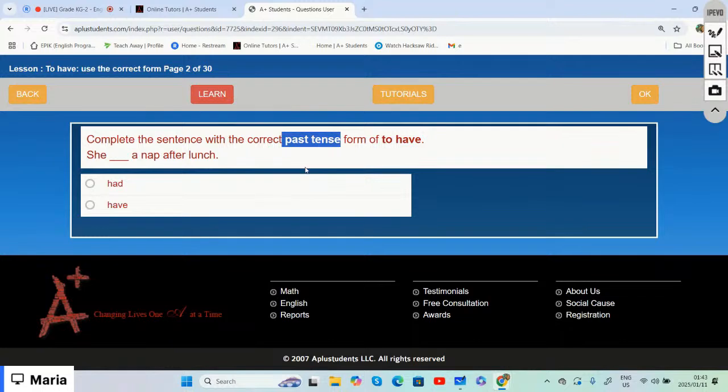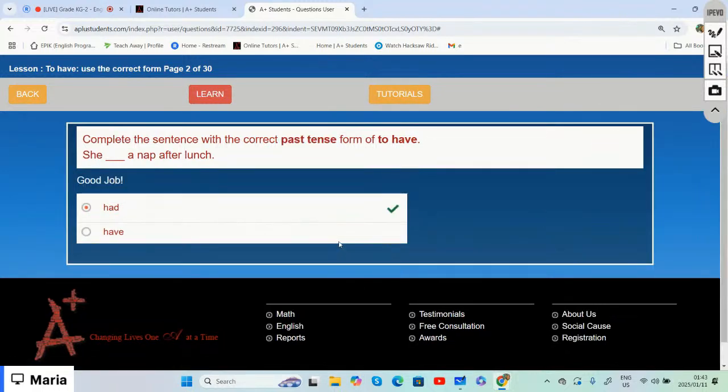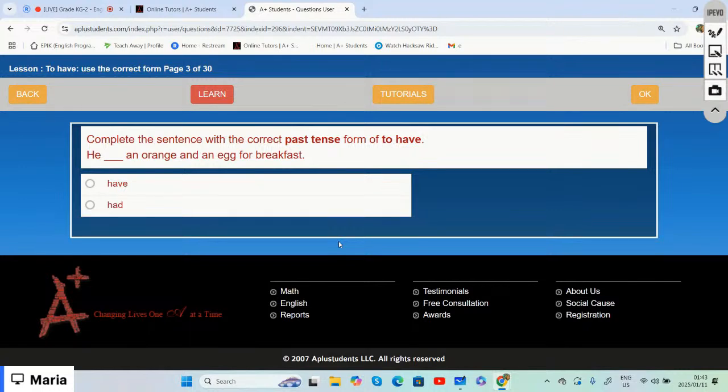All right, and if we choose the correct past tense form, then we say she had. Well done. Option one is correct. She had a nap after lunch. Had. The next one says we need to use the correct past tense form. He have an orange and an egg for breakfast, or he had an orange and an egg for breakfast.